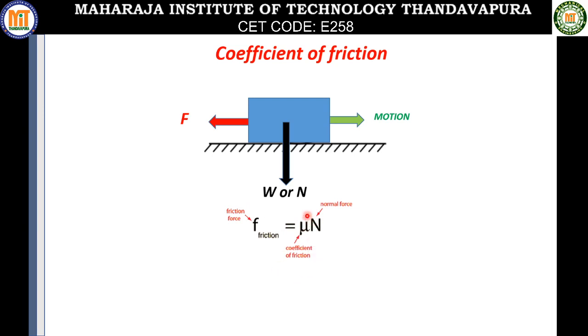In fact, if you want to define the coefficient of friction independently, coefficient of friction is nothing but the ratio of frictional force to the normal force. So mu is nothing but coefficient of friction. In fact, coefficient of friction is dependent on various other factors. It is a system property. Based on different materials, the coefficient of friction varies.